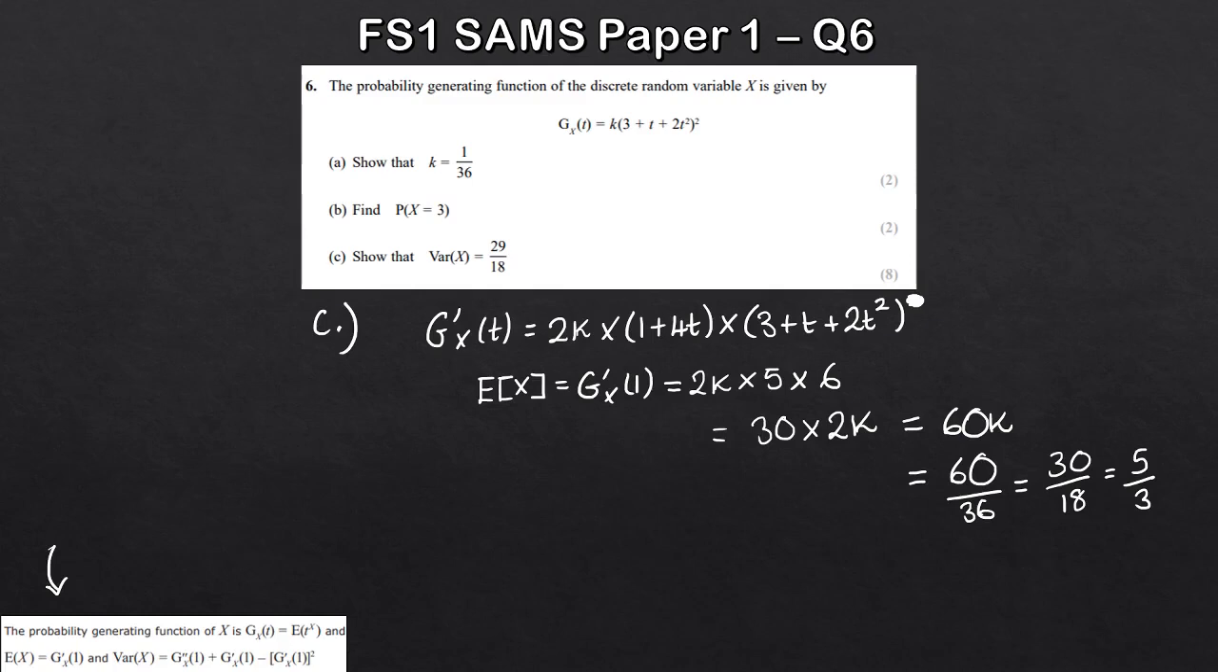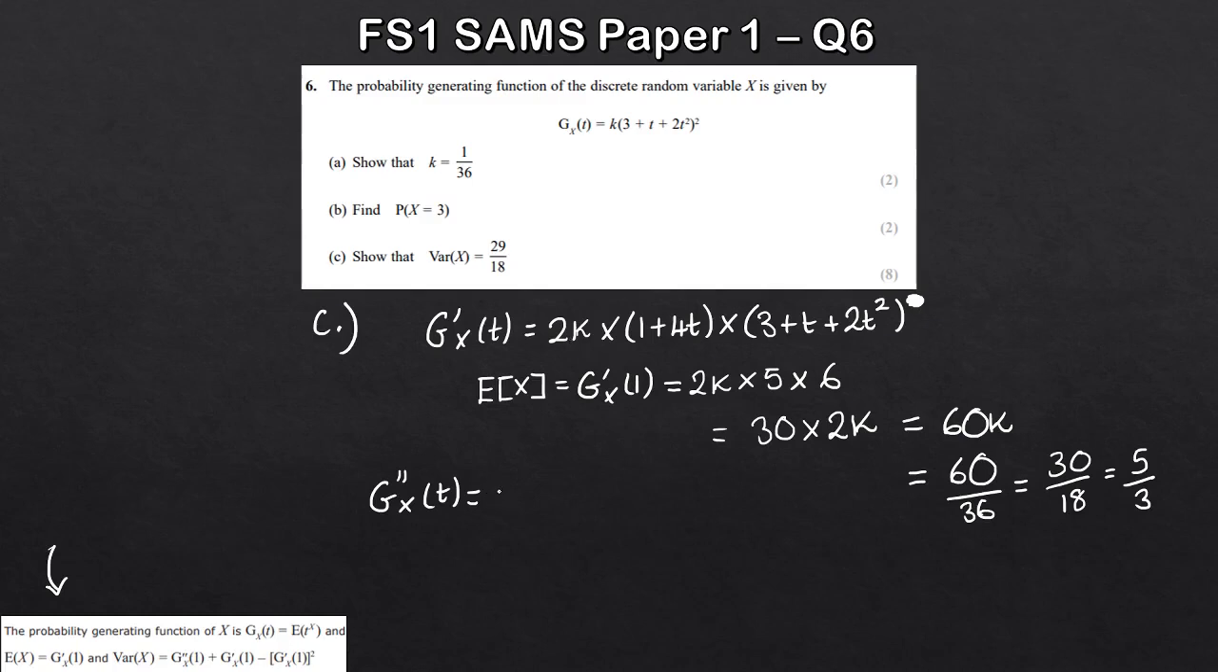Now we need to calculate the second derivative. This one's a little bit trickier. So g prime prime t, just calculating the derivative of this. Now this would be product rule. If I write that as 2k bracket 1 plus 4t times this, and then differentiate using product rule, what I get here is this one times the derivative of this plus this times the derivative of this. So just standard application of product rule here.